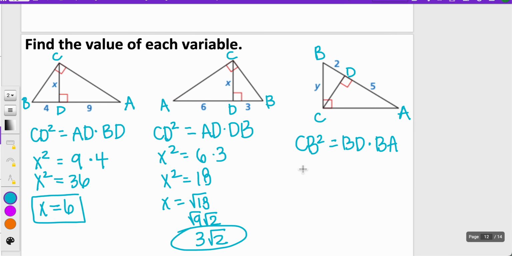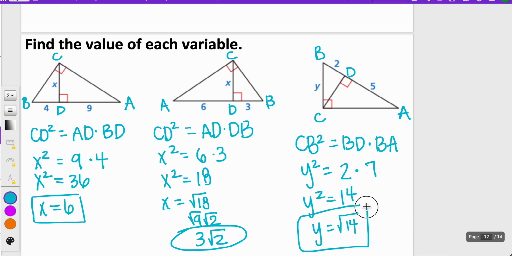So we don't know CB, so that's y squared is equal to BD, which is 2, times BA, which is now 2 and 5, which makes 7. So y squared is equal to 14. So y is equal to the square root of 14. Can't simplify that anymore because the only things that go into 14 are 2 and 7. Square root of 2, square root of 7 cannot be simplified, so we're going to keep it as y is equal to square root of 14.